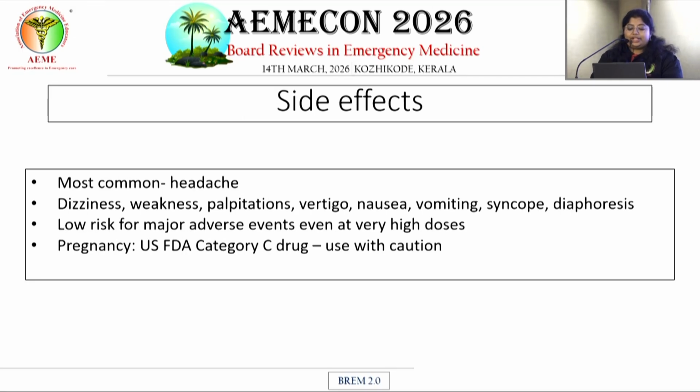The most common side effect of nitroglycerin is headache. The most feared side effect of nitroglycerin is hypotension. And some other side effects are dizziness, weakness, palpitation, vertigo, nausea, vomiting, syncope, diaphoresis. In pregnancy, it is categorized as a US FDA category C drug.